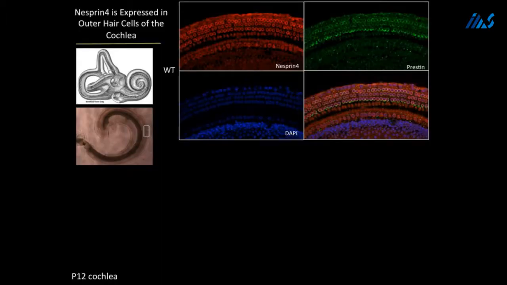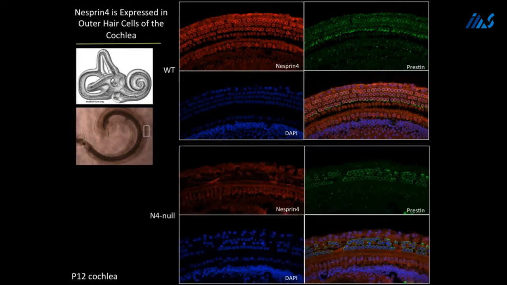So the question, of course, is Nesprin-4 expressed in the ear? Well, yes, it is. This protein here, prestin, is a marker for outer hair cells. I don't really want to say much about this other than that it's kind of a membrane-associated, unconventional motor. But it's absolutely clear that Nesprin-4 is present in the nuclear envelopes of these outer hair cells, as well as in the inner hair cells. Okay, and this we're looking at 12 days after birth.